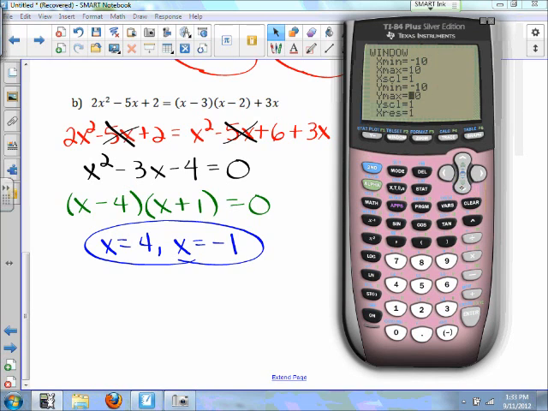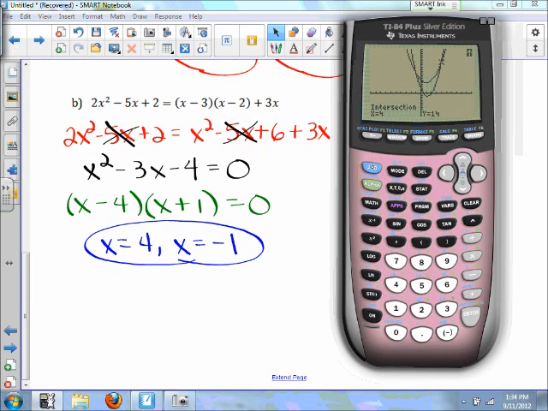Change our y window a little bit here. Again, we'll find intersection points. There's our first intersection point of x equals -1. And our second intersection point of 4.